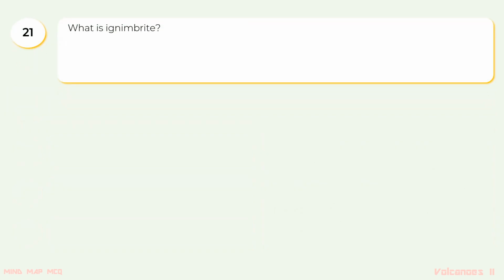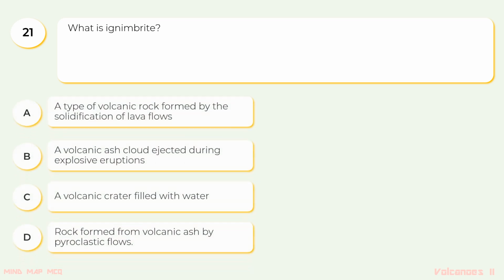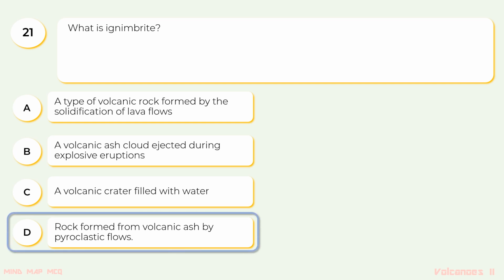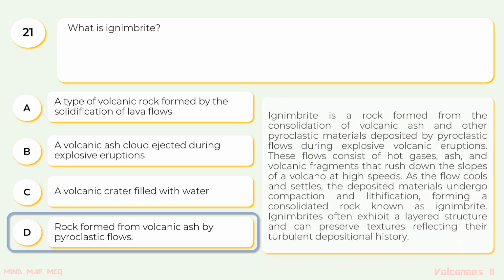21. What is ignimbrite? The options are A. a type of volcanic rock formed by the solidification of lava flows, B. a volcanic ash cloud ejected during explosive eruptions, C. a volcanic crater filled with water, D. a rock formed from volcanic ash by pyroclastic flows. The correct option is D. rock formed from volcanic ash by pyroclastic flows.